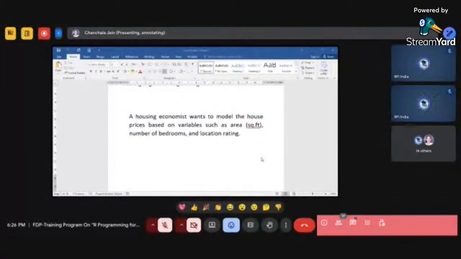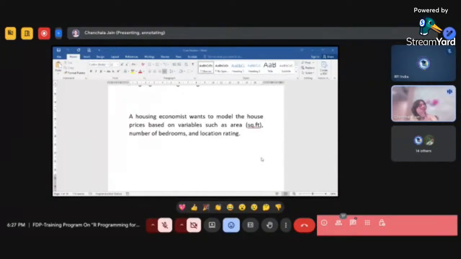Ma'am, this is a case of regression because here modeling is required, and modeling typically uses regression analysis. Very good. Thank you so much, Hari sir. This is a clear-cut case of regression. The question is, a housing economist wants to model the house prices based on variables such as area in square feet, number of bedrooms, location rating, etc.